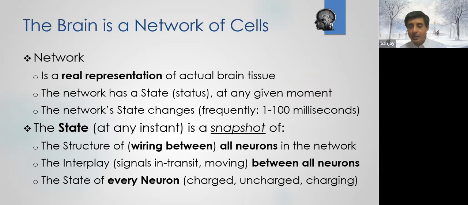But taking a snapshot of 86 billion neurons or 100 billion neurons is almost impossible. And when you add in the connections between all of those neurons, that becomes even more difficult. And then when you add in the state of the charge that's in transit between all of those neurons, it's overwhelmingly too complicated for us to capture the state. So today, we don't capture states of real brains. We cannot, it's too complicated.